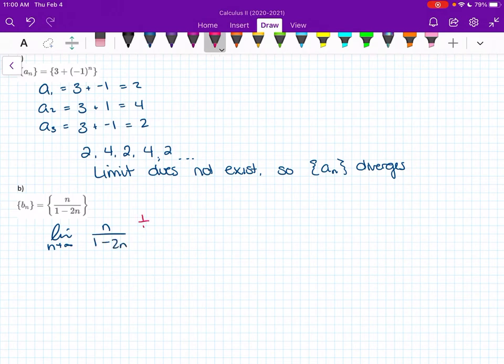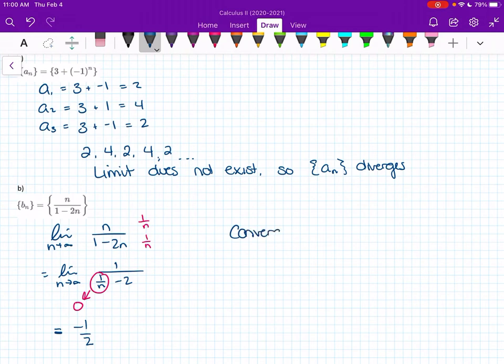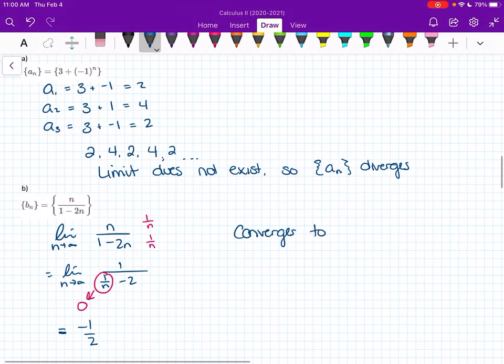I'm going to go ahead and multiply the top and bottom by 1 over n, just so I don't have to worry about having infinity in both the numerator and the denominator. So now I get the limit as n approaches infinity of 1 over (1 over n) plus minus 2. And so then here we see that this term goes to 0. So then my limit is just going to be negative 1/2. So this one we would say converges to negative 1/2. And what is converging? My sequence b sub n.